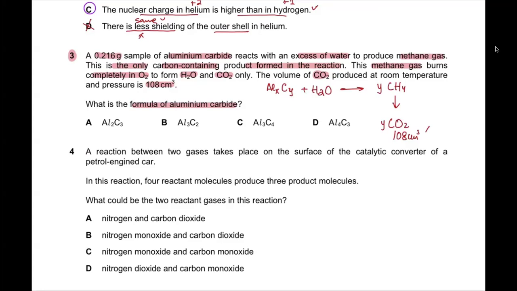So if I work over here, we have aluminum and carbon. The carbon is 0.054 grams. So it means that aluminum is 0.216 minus 0.054. On subtracting, we will get the mass of aluminum, which is 0.1.